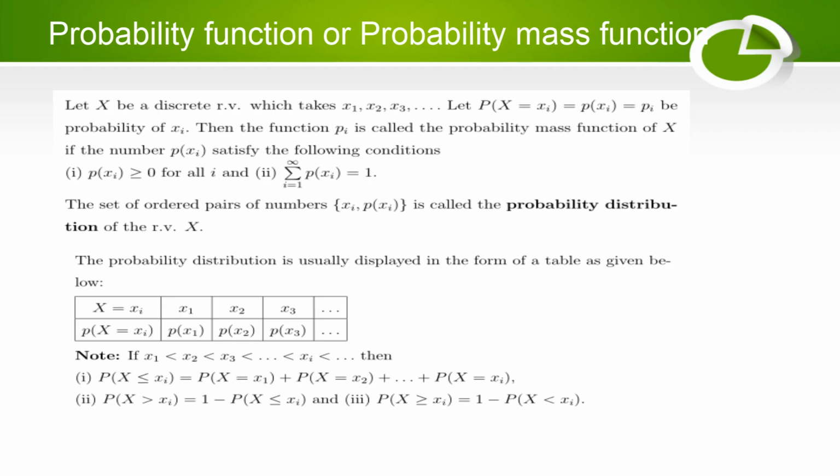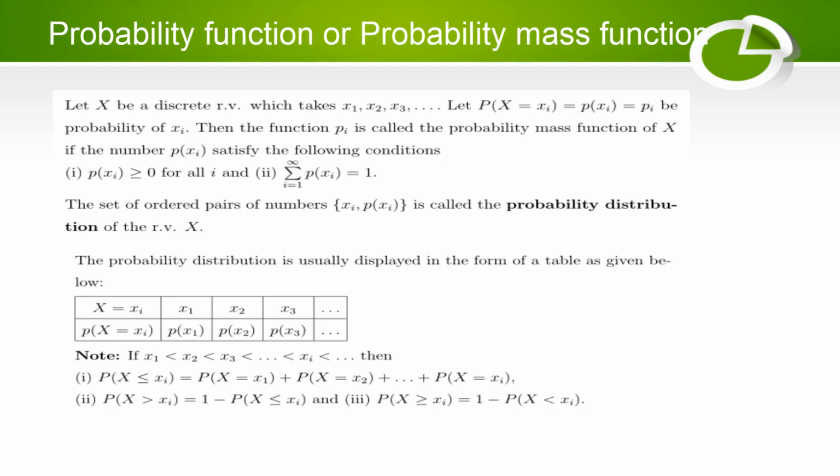The set of ordered pairs (xi, P(xi)) is called the probability distribution of the random variable x. The probability distribution is usually displayed in the form of a table as given below. X = xi takes values x1, x2, x3, etc. P(X = xi) takes values P(x1), P(x2), P(x3), etc.